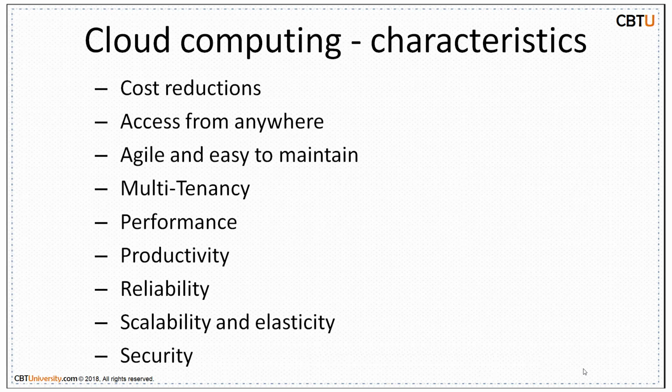Multi-tenancy is the main feature of cloud computing. This enables sharing of resources and costs across a large pool of users. This multi-tenancy allows centralization of resources, management of peak load capacity, and better utilization and efficiency. Performance of the resources is monitored and consistent in the cloud architectures. Productivity is highly increased as multiple users can work on the same data simultaneously.